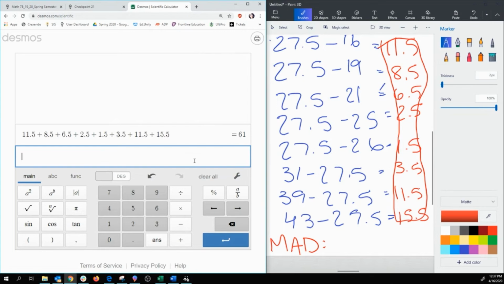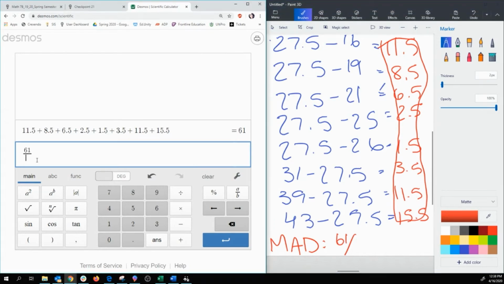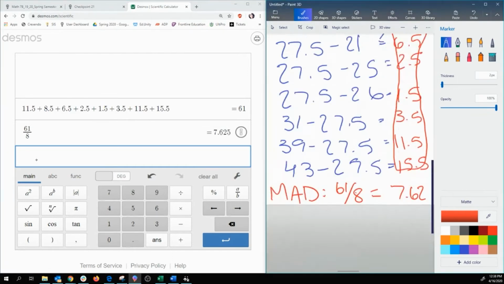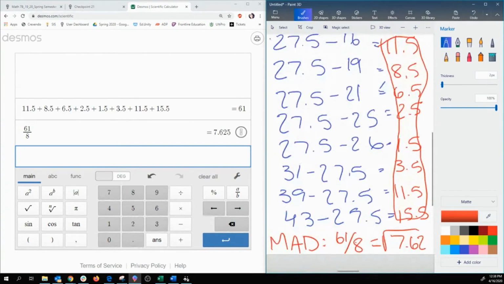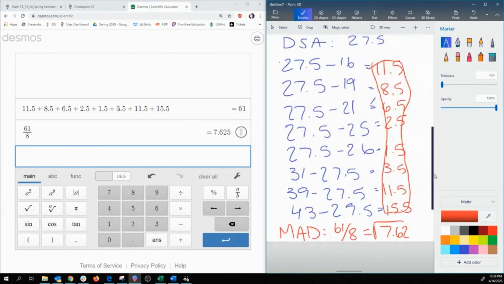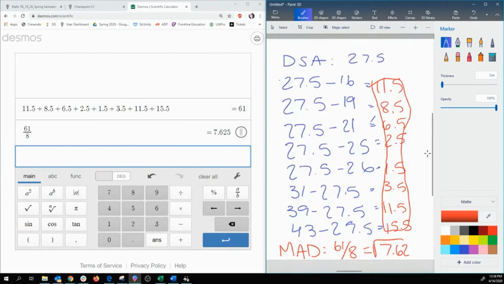And when I add all of them up, I get 61, and I'm going to divide that by 8, because I have 8 numbers. So when I divide it, I get 7.625. So the mean absolute deviation for my first data set is going to be 7.625. Then what we need to do is the same exact thing, but with the second one.